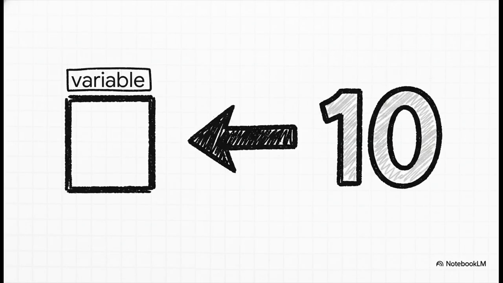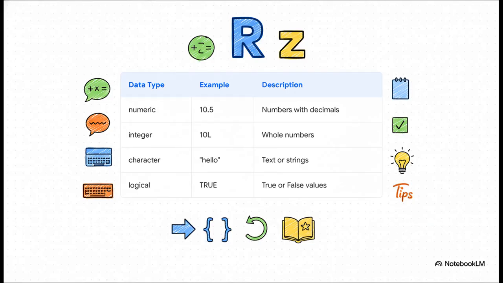But you don't want to be typing the same numbers over and over again. That's where variables come in. Just think of them as little labeled boxes where you can store information. Now, this little arrow thing, <-, this is the assignment operator. It's the official R way of saying, put the number 10 into the box named x. This little arrow, you have to know this for the exam. It's fundamental.